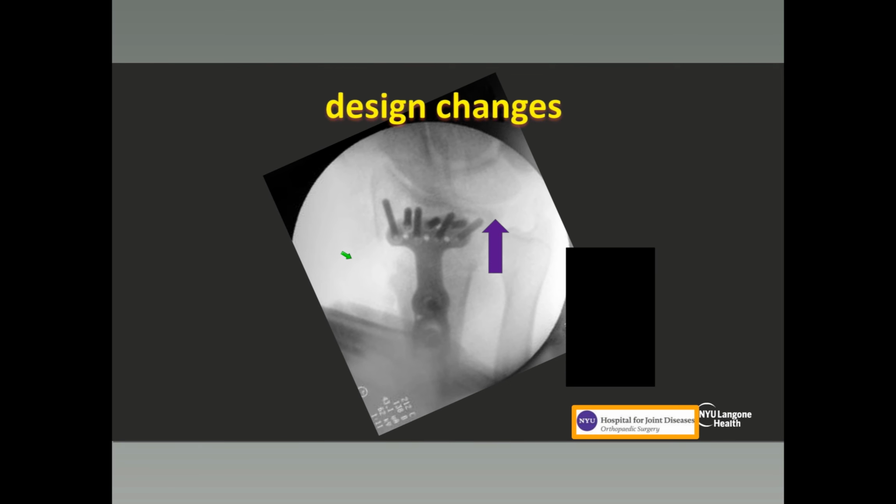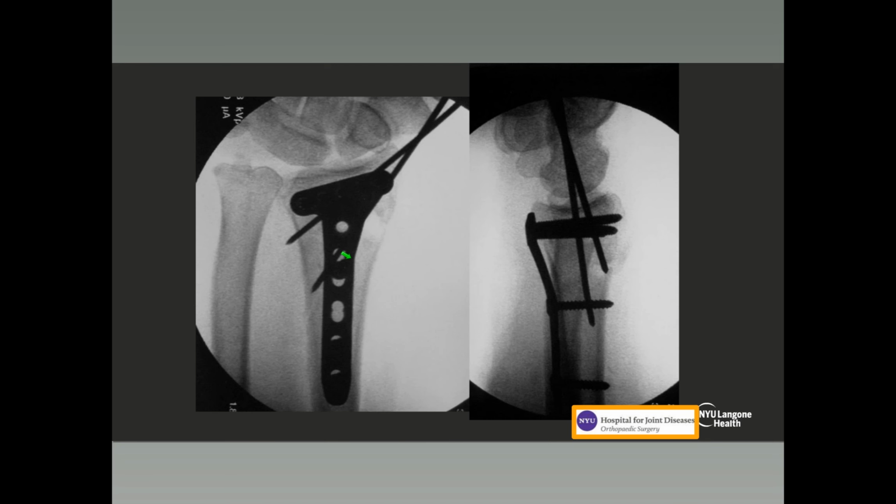Now, we have seen design changes in the plates over the past 10 years that have allowed for more screw density into that volar lunate facet fragment, and that's made it much easier to treat these with just one plate. Certain implant companies have come up with plates that are allowed to go as distal as possible. These are just articular plates, and these are really good for these very distal marginal fractures.